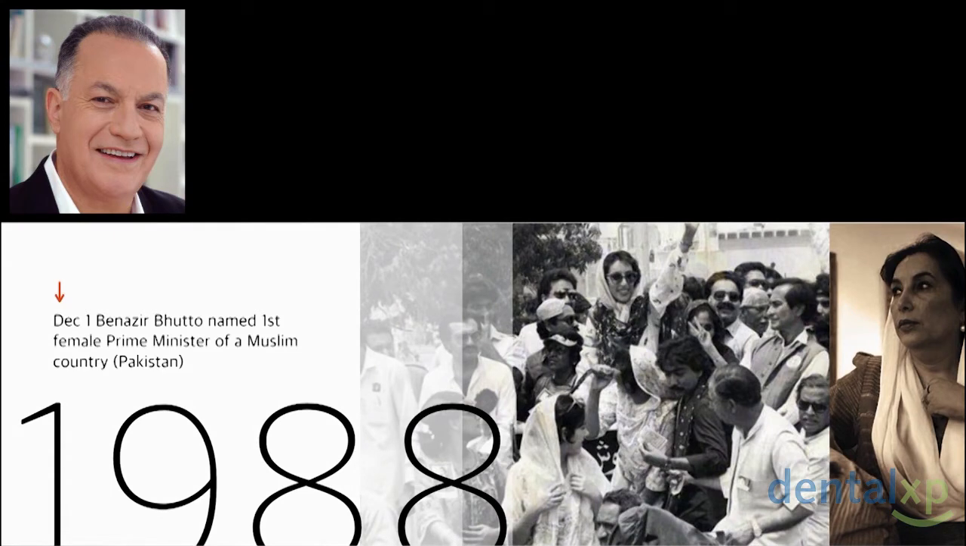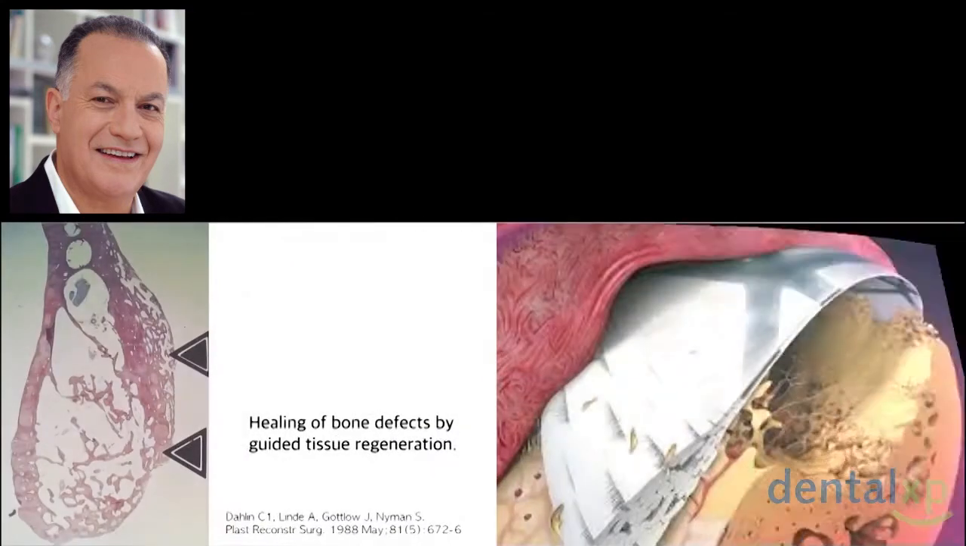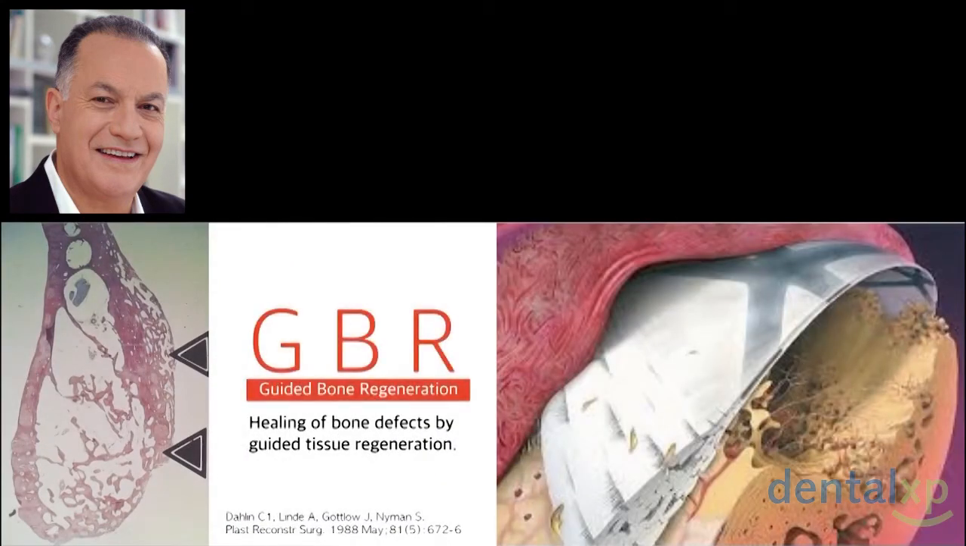1988. Madame Benazir Bhutto was the first woman elected to be a prime minister in Pakistan. It is a revolution in a Muslim country. But another revolution is going to happen this year.